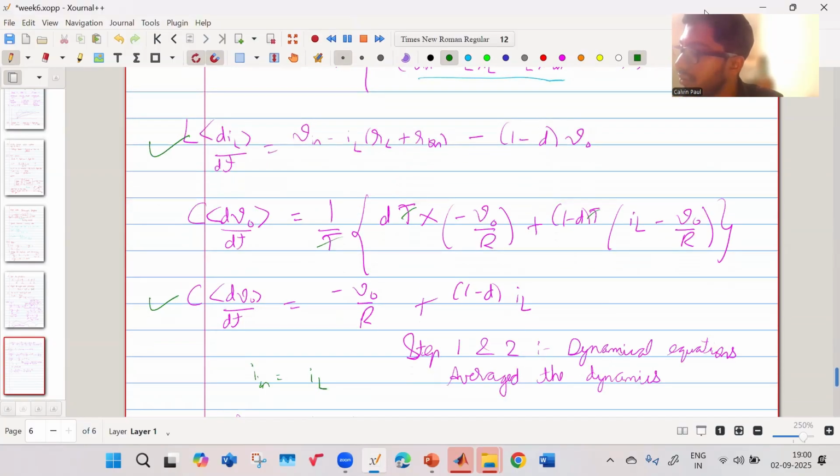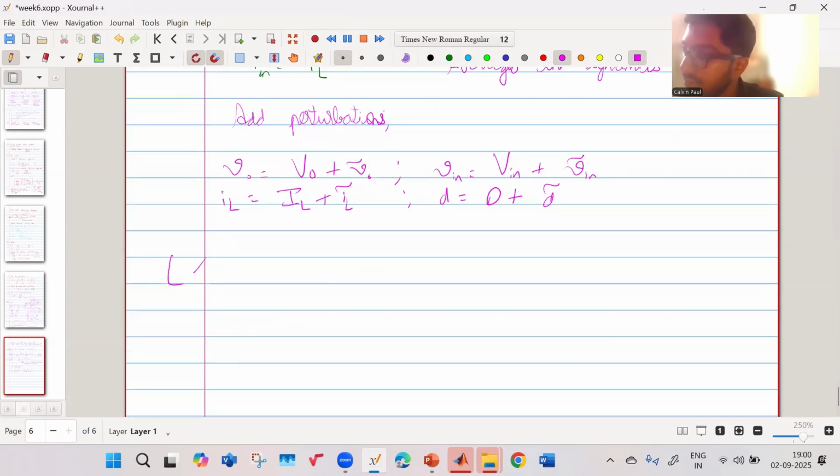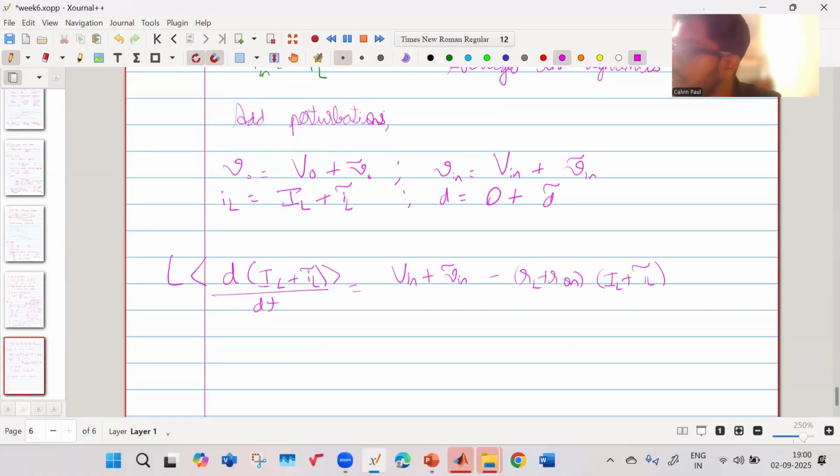So how do we write? We will write L d(I_L plus I_L perturb)/dt. It is V_in plus V_in perturb minus (R_L plus R_1) into (I_L plus I_L perturb) minus (1 minus D minus D tilde) into (V_output plus V_output perturb). Right? This is for the inductor current dynamics. Next, what do we do?